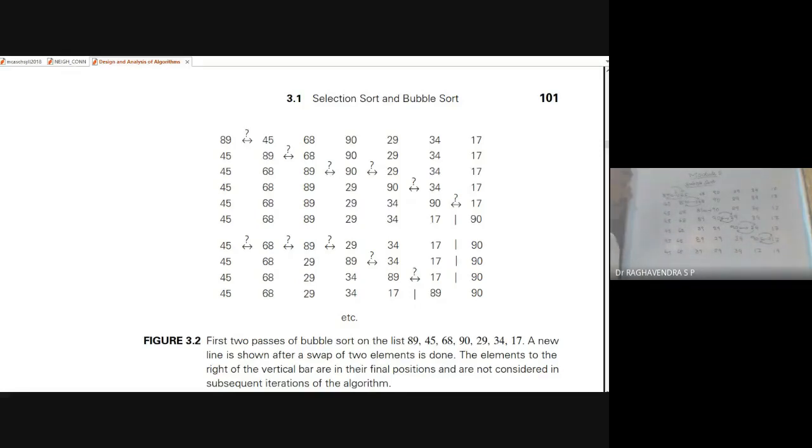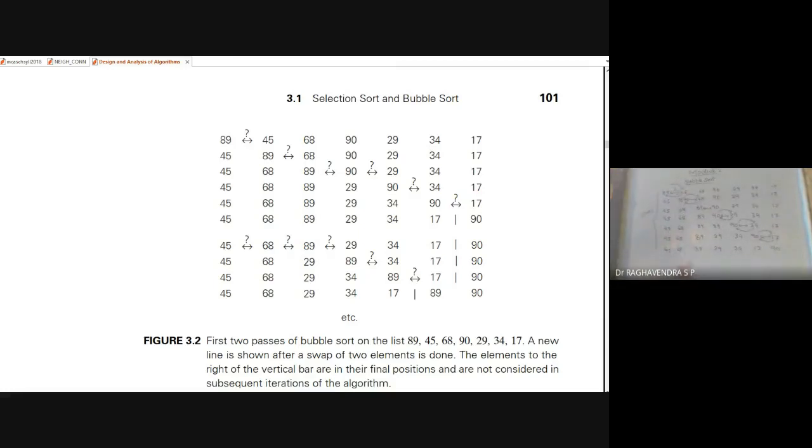Now this process is called one pass. This entire process is called pass 1. In pass 1, what happens is that this 90, the highest element, bubbles up to the end, the last position. The highest element jumps to the last position. Understand the board?